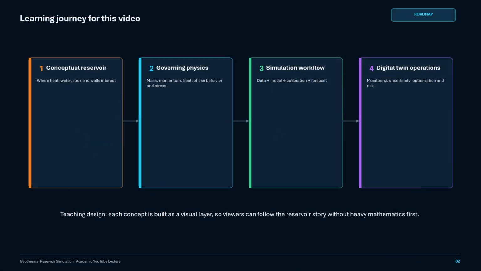Here is the learning journey for this video. We begin with the conceptual reservoir, where heat, water, rock, and wells interact. Then we move to the governing physics, including mass balance, Darcy flow, heat transport, phase behavior, and stress. After that, we build the simulator: data, static model, grid, wells, calibration, and uncertainty. Finally, we discuss the future: monitoring, AI-assisted simulation, and the geothermal digital twin.